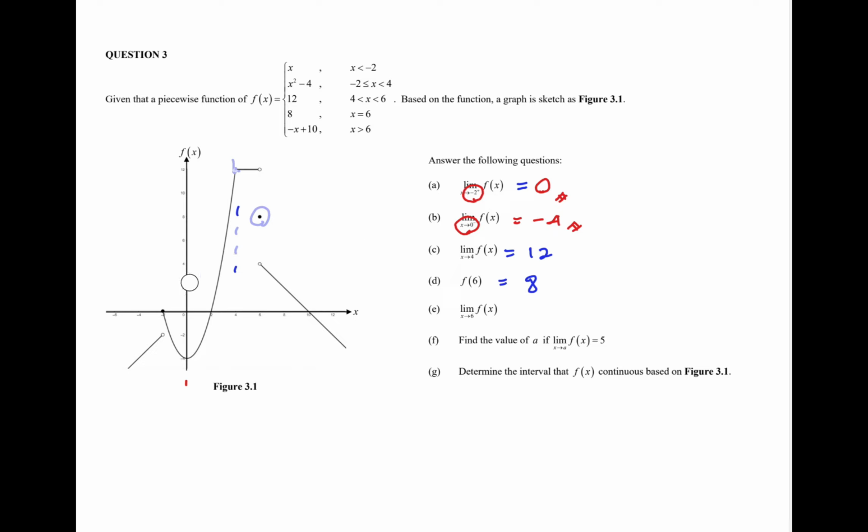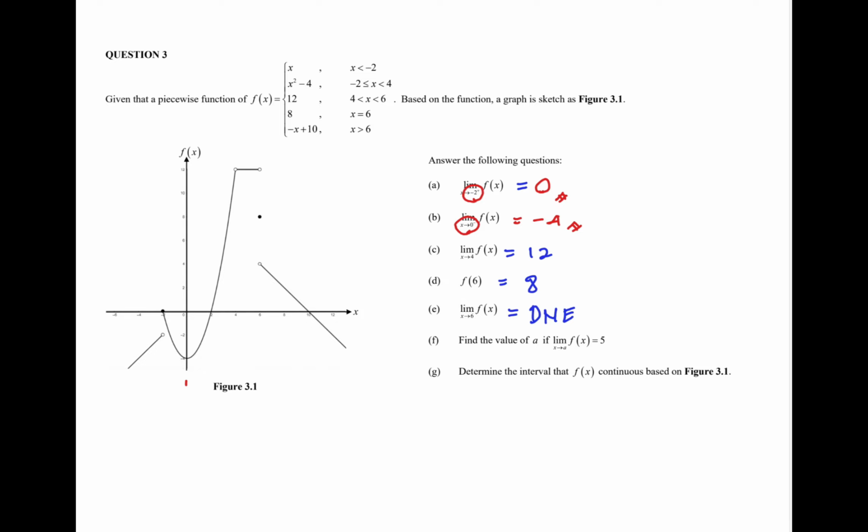For question E, we want to find the limit as x approaches 6. So this is the line 6. Approaching 6 from the left stops here, which is 12. Approaching 6 from the right stops here, which is 4. Since left and right are not equal, the value does not exist. And then question F. For question F, we want to find the value of A.